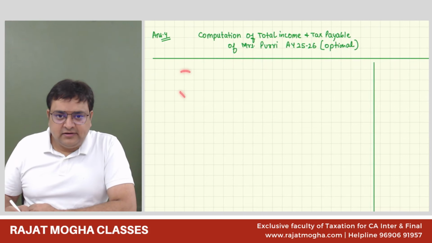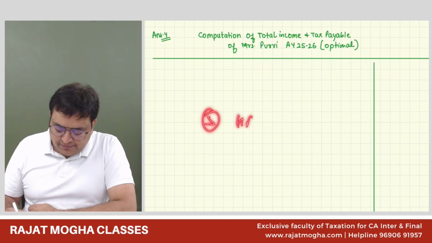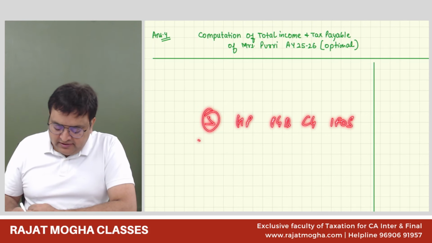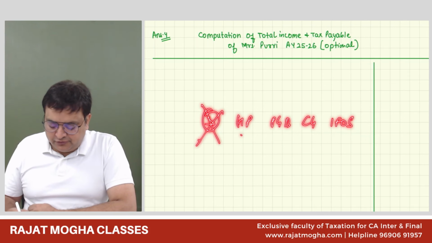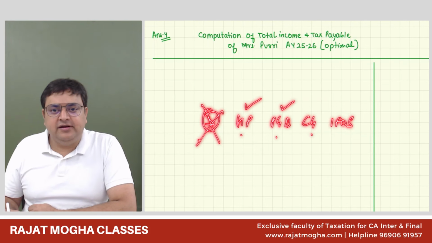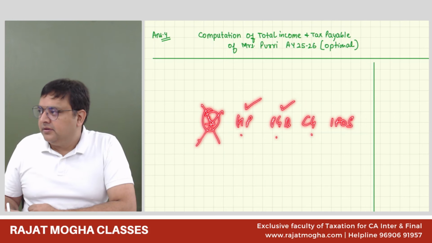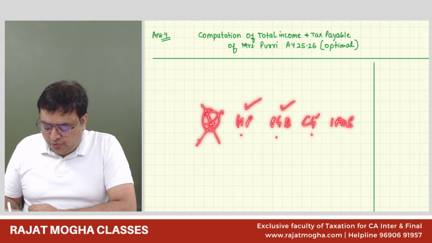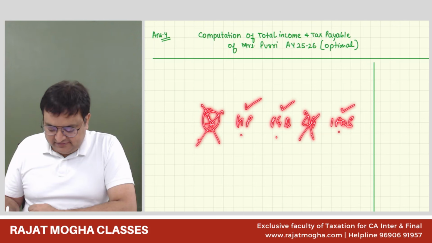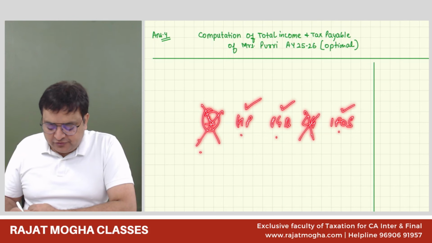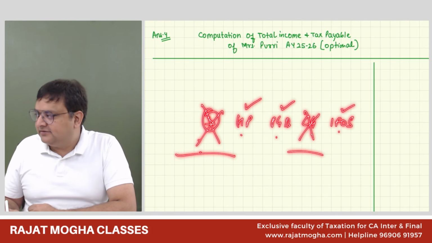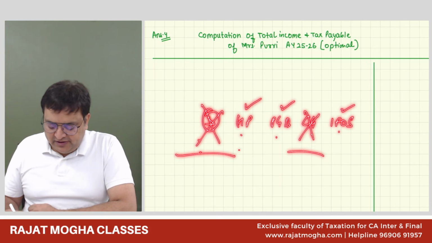Now, how will we start? Just see. We have 5 heads: salary, house property, PGBP, capital gain, IFOS. Do you think that she has salary income? Anywhere have we seen salary income? No. House property income? Yes. PGBP, of course, yes. Capital gain, have we seen capital gain anywhere? No, sir. IFOS? Yes. There was some dividend, UTI, etc. income. So in this question we don't have salary or capital gains, otherwise we have the other 3 heads. So let us start with house property.